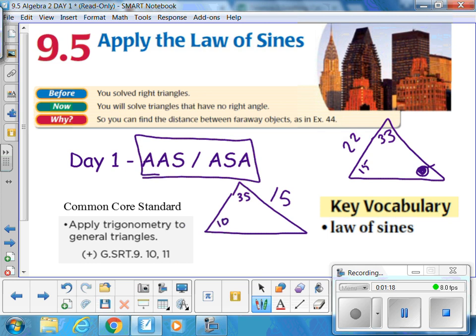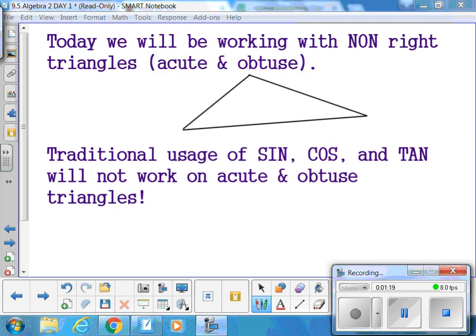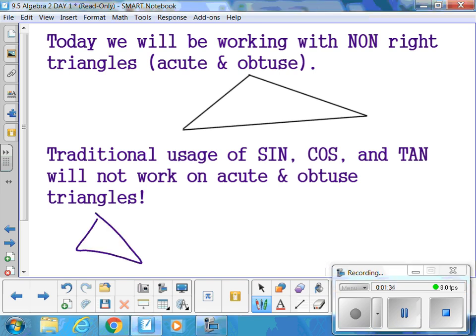Okay, I don't think you need to write this down, but this kind of explains it. Today we will be working with non-right triangles. They will be acute and obtuse. My disclaimer is my triangles are never drawn to scale. So just because you see a triangle like this doesn't mean it won't have like a 120 degree angle. I just don't always draw my triangles to scale. Traditional usage of sine, cosine, and tangent and the Pythagorean theorem will not work today with our acute and obtuse triangles.